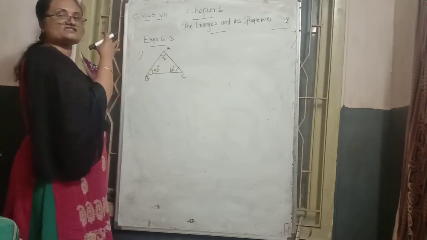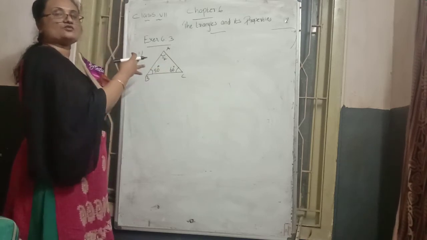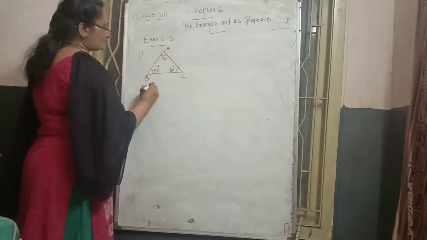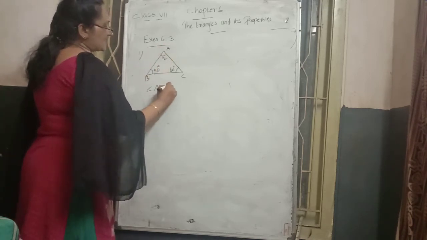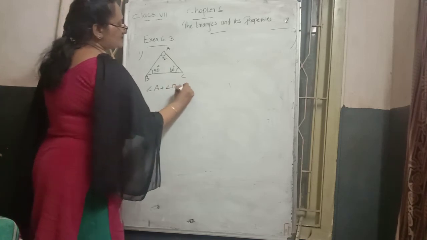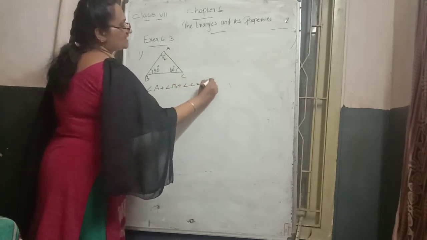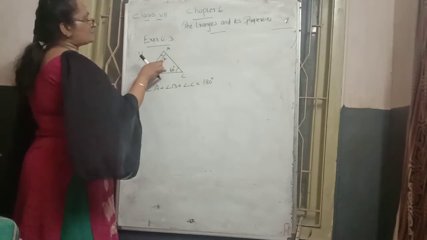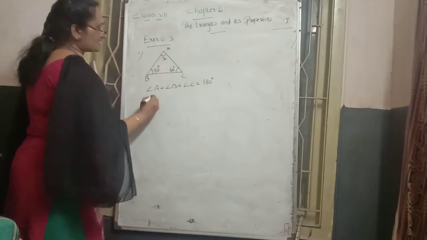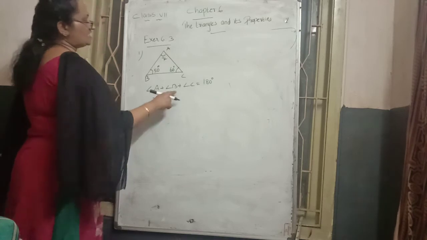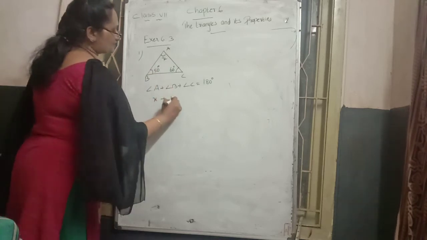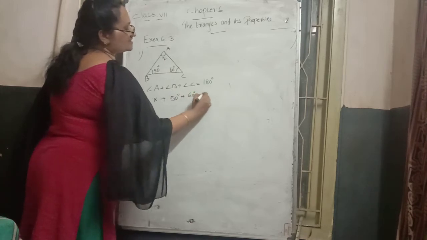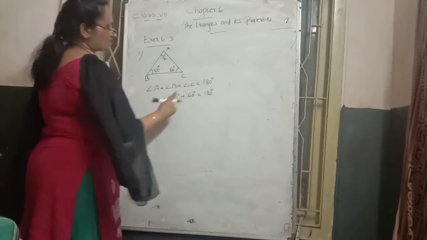The angle sum property says that the sum of 3 angles becomes how much? 180. So which are the angles in this diagram? Angle A plus angle B plus angle C value becomes how much? 180 degrees. Second step, substitute all values. In angle A's place, which degree is marked there? X. So in A's place X. In B's place how much degree? 50 degrees. Then in C's place how much degree? 60 degrees is equal to the right side 180 degrees.